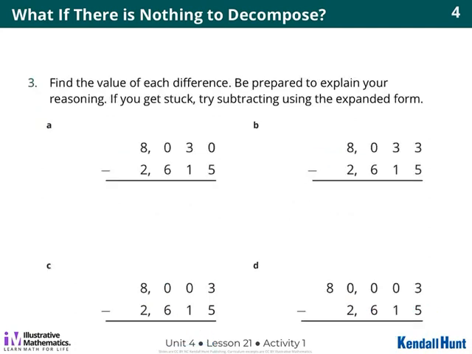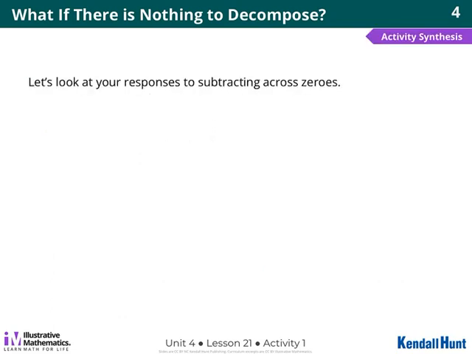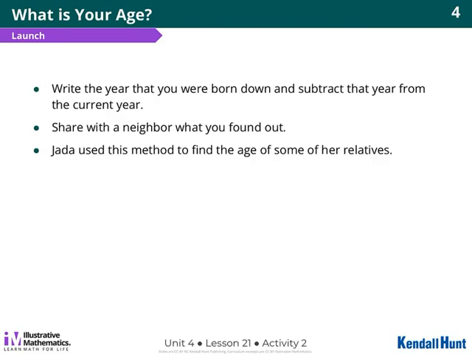Okay. Guys, any questions about A, B, C, or D for number 3? Were there any you were stuck on? Nope. Okay. We're going to go on to activity 2. We just did that. All right, here is our launch. Write the year that you were born down and subtract that year from the current year.